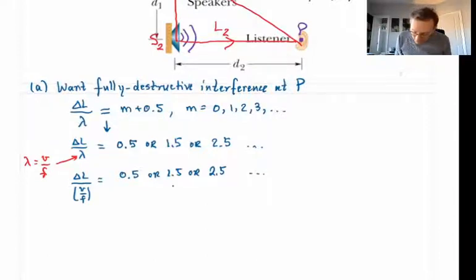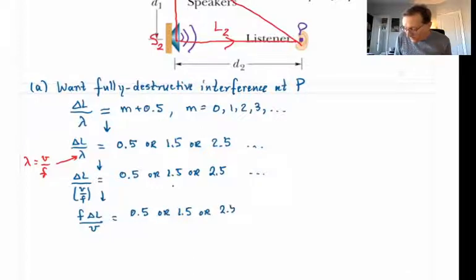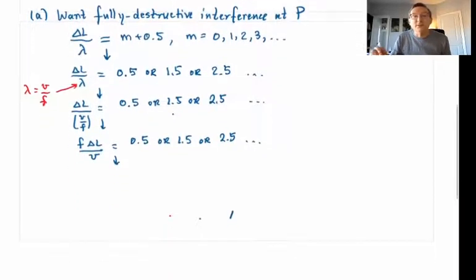That's the same as, so going down, F delta L over V must equal 0.5 or 1.5 or 2.5, and so on. Now just solve for F by multiplying both sides by V over delta L, because I want the frequencies that correspond to fully destructive interference. So F equals, you multiply each of those on the right by V over delta L.